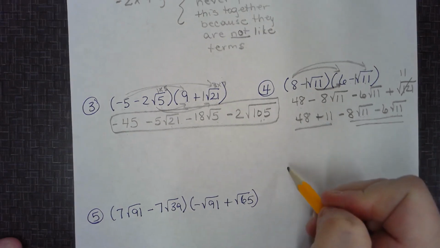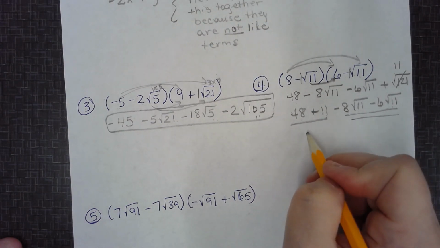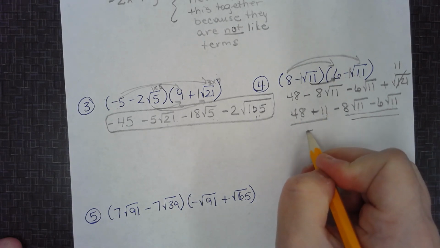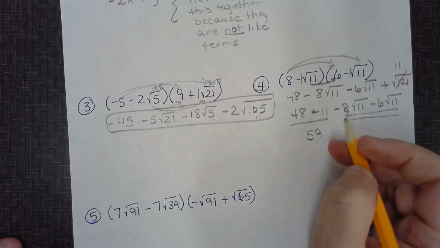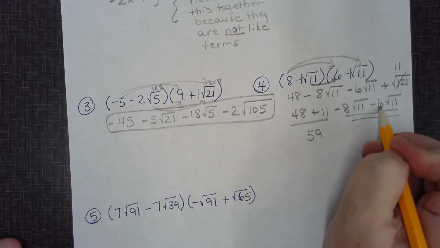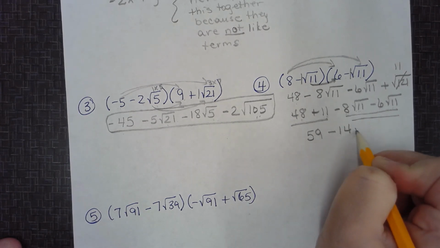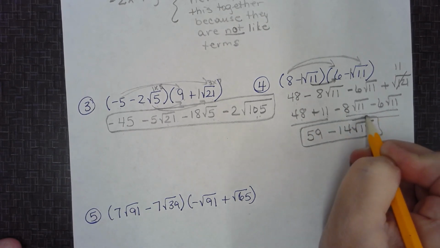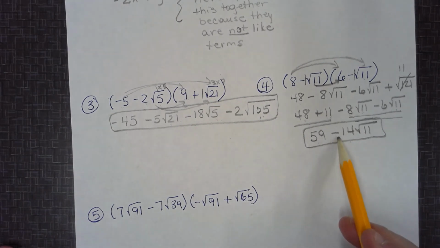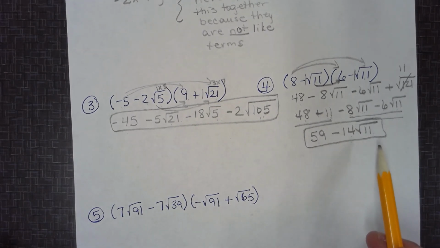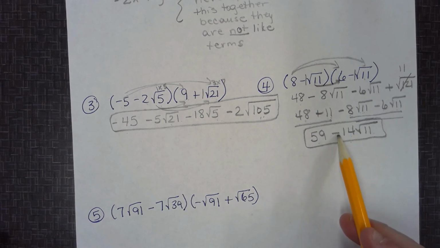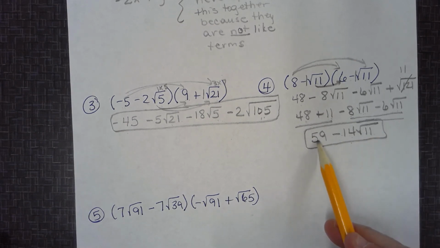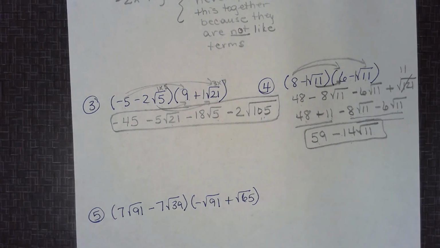So this is going to be 48 plus 11, which is 48 plus 1 is 49, plus 10, doing place value, is going to be 59. And then this is going to be a negative 8 and a negative 6, so that's a minus 14 radical 11. Now, it's not going to matter which way you put this in. 59 minus 14 radical 11 is a good answer. If you put in 14 radical 11, make it negative, and then add 59, that's going to be the same answer, okay?